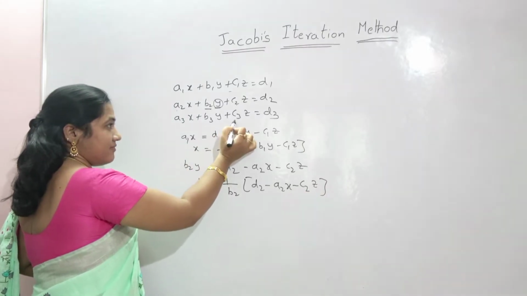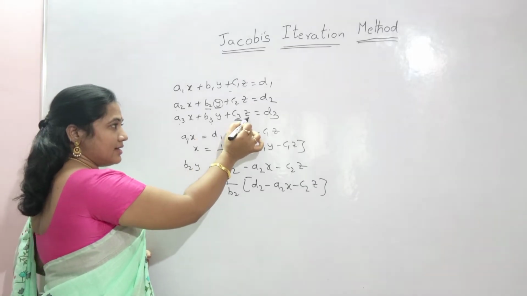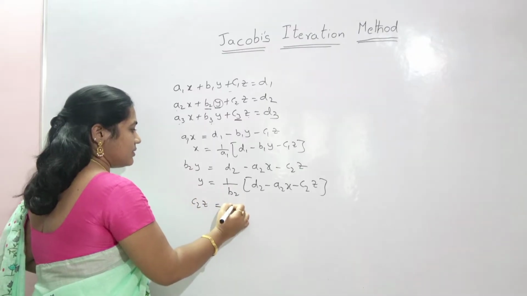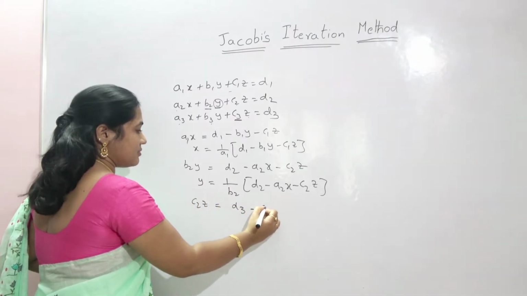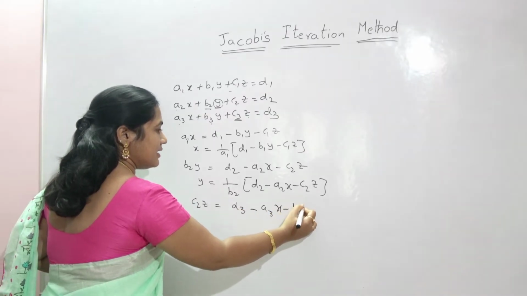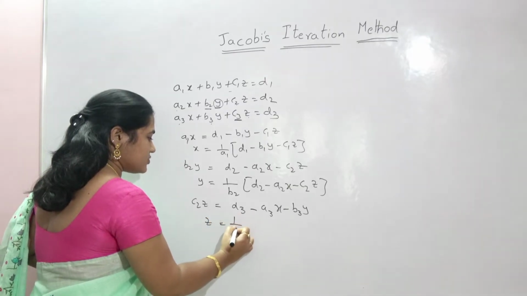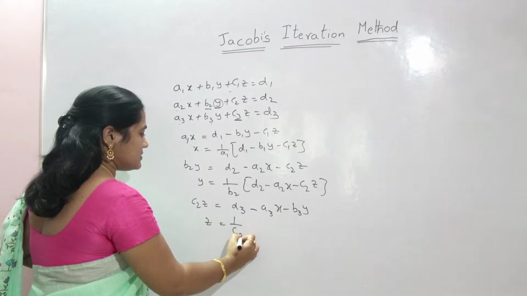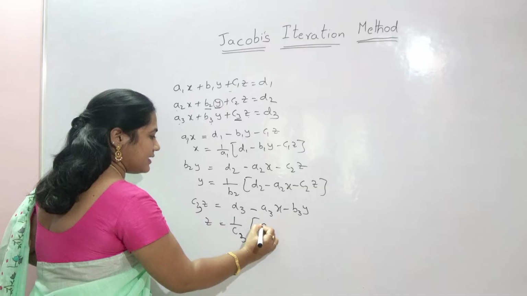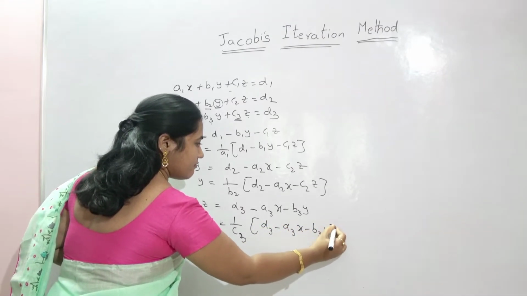And if c3 is larger than a3 and b3, then write the equation for z. So c3z equals d3 minus a3x minus b3y, just rearranging the equation. So z equals 1 by c3 times d3 minus a3x minus b3y.